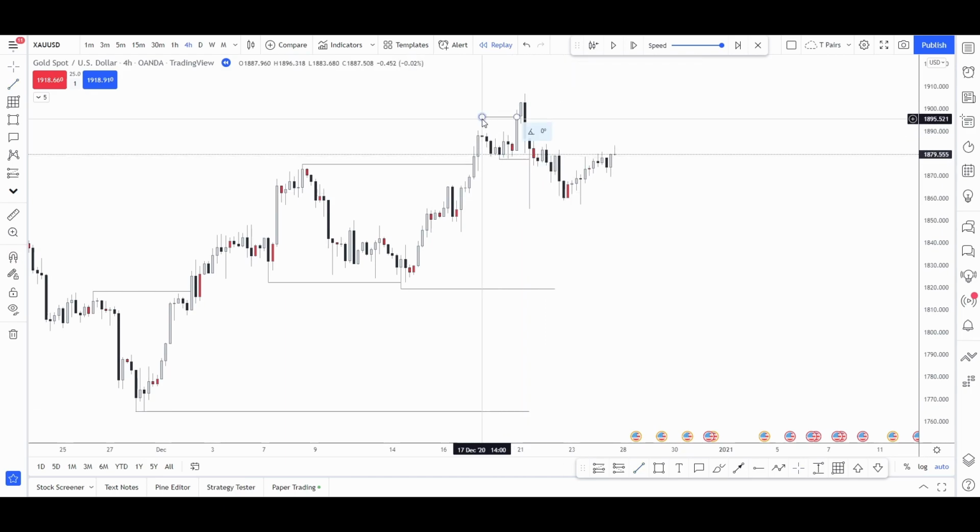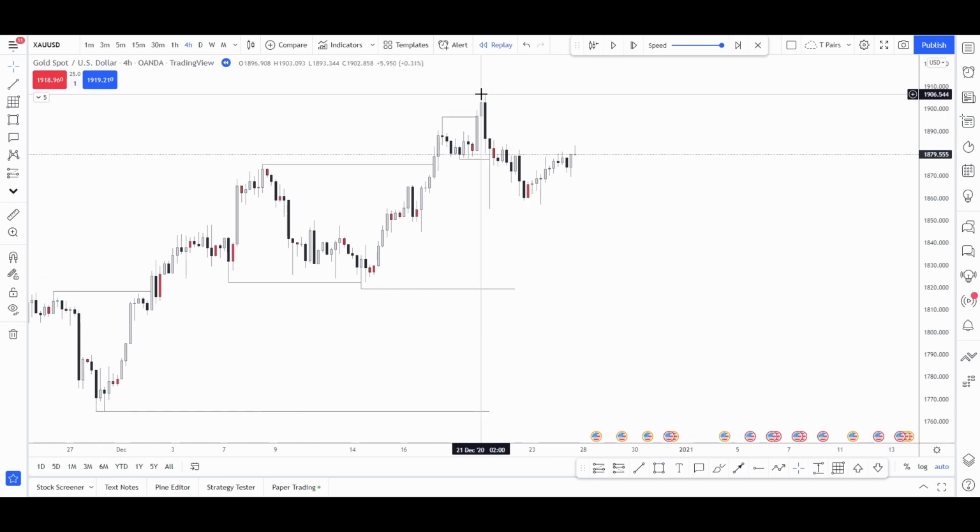So we've got a break of this low, which was the lowest point between this high and this high being broken. We now also have an even higher point after this, which rests right there.